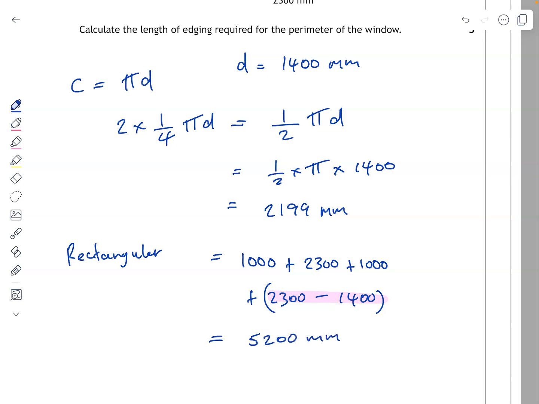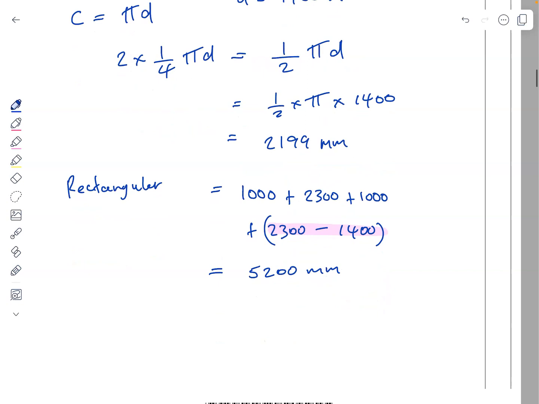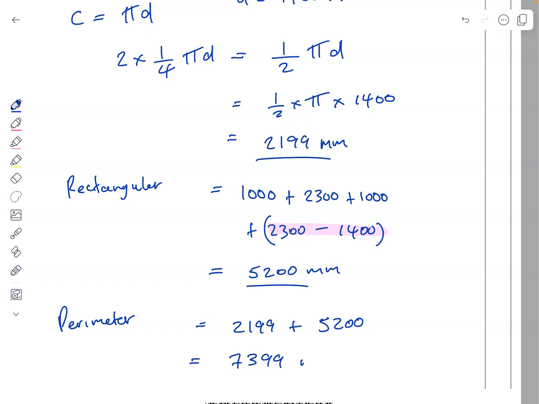And so now the total, the perimeter, so the edging, it's just going to be the 2,199 plus the 5,200. And that comes to 7,399 millimeters.